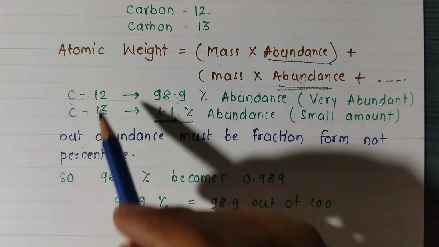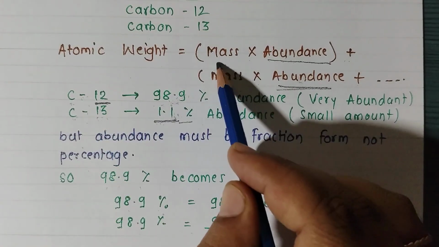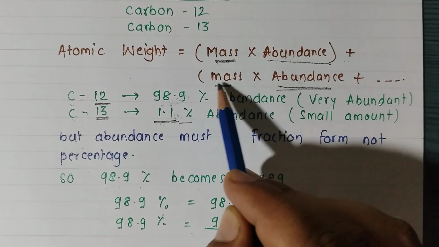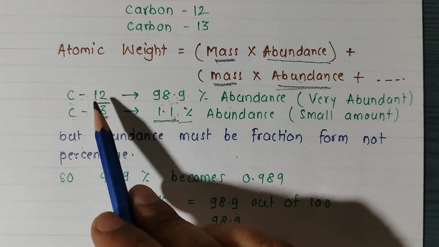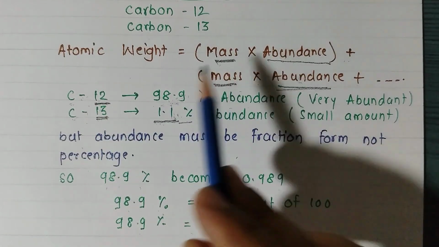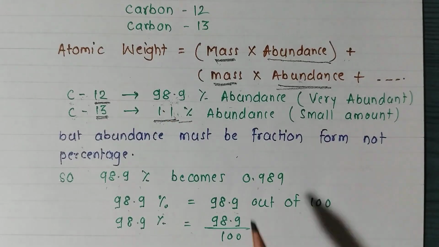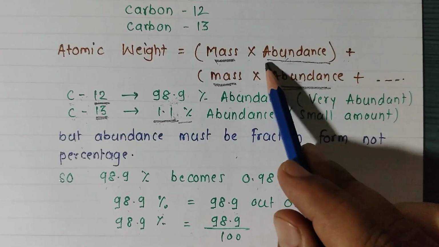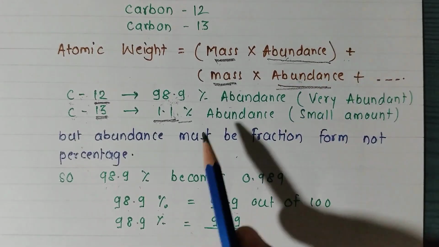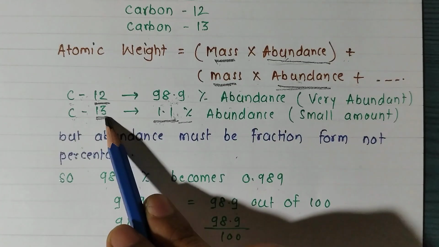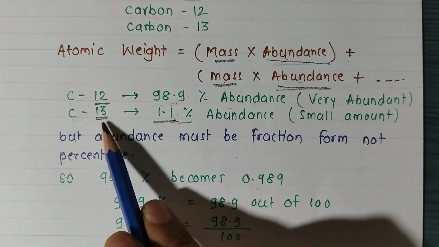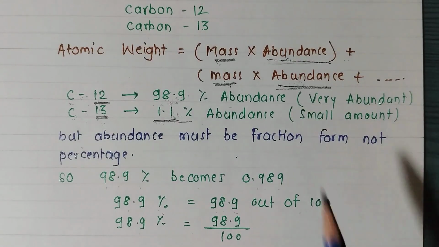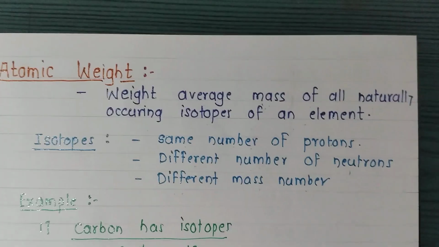And what is the mass? See here, this 12 is the mass for the first isotope, this 13 is the mass for the second isotope. So for the first isotope, mass is 12 and abundance value in fraction is about 0.989. This is the abundance of this isotope, plus the mass of the second isotope. For the second isotope mass is 13. What is the abundance? 0.011 is the abundance.